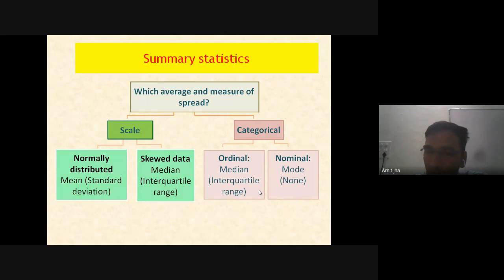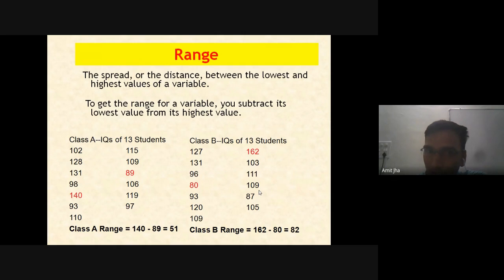And for that, the first measure of dispersion is the range. It is the spread or distance between the lowest and the highest value of the variable. So here, if we talk about class A and the IQs of 13 students, the range is 140 minus 89, which is 51. But in class B, the range is 160 minus 80, because in this case we took the highest value minus the lowest, and the difference is the range.